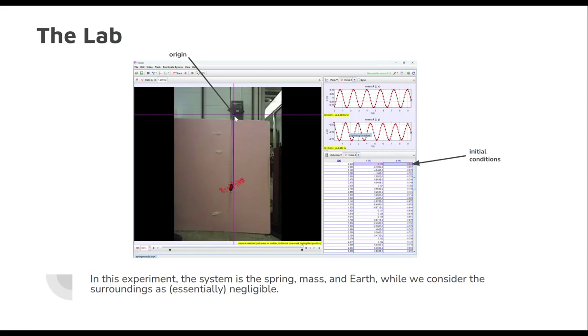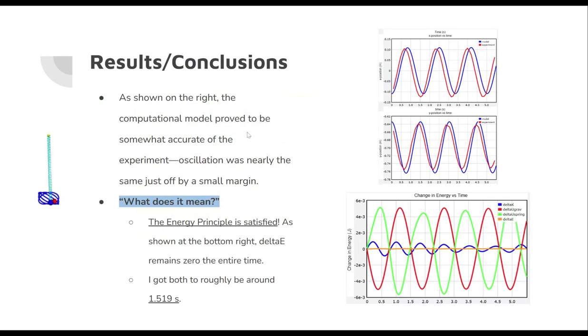And here's the lab. The origin is at the axis of which the spring is connected to. And then we can see the initial conditions as to where the spring mass starts at in the video. And then, as this kind of shows here, the track goes in this circular oscillation. And so, as I said, the system is a spring mass at Earth, and we consider the surroundings as essentially negligible. So here are the results and conclusions.